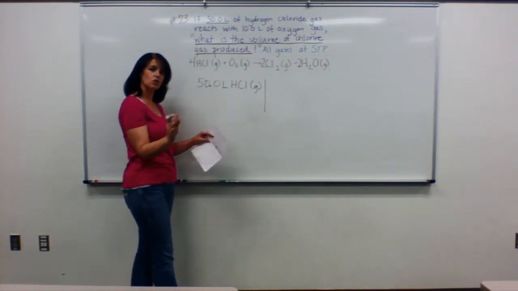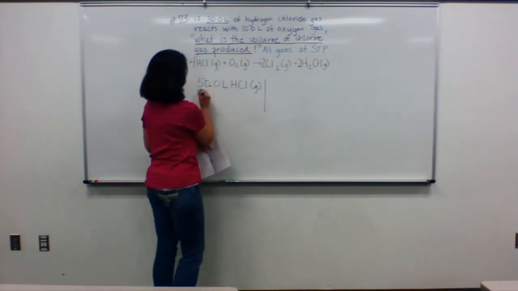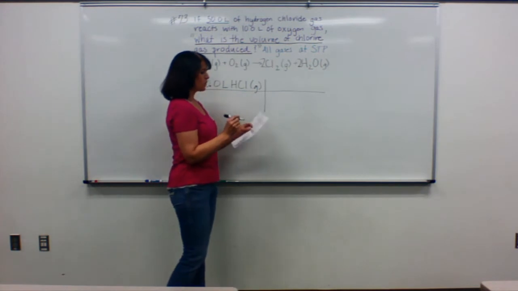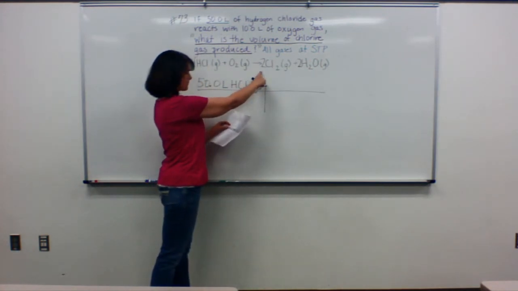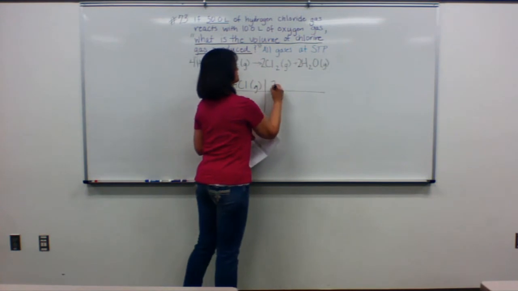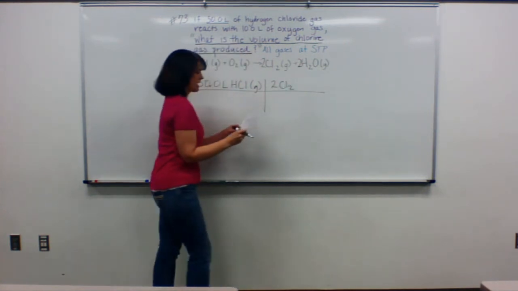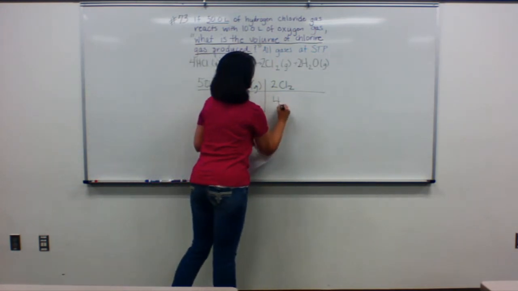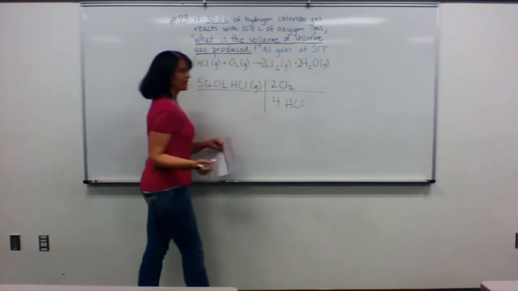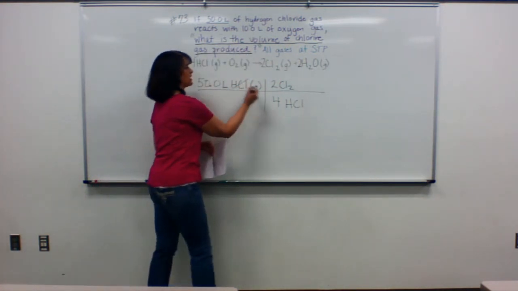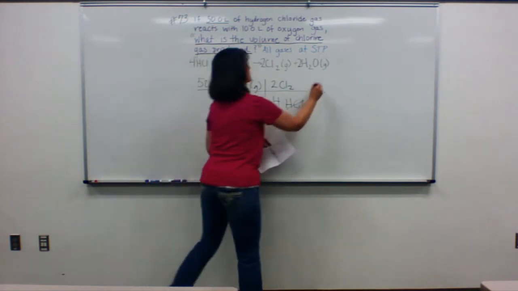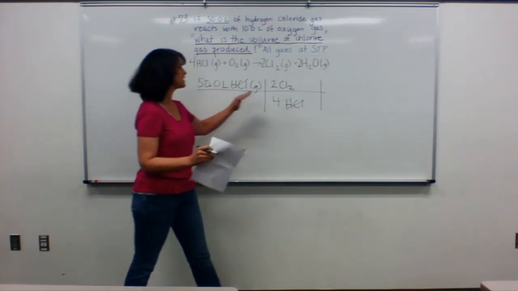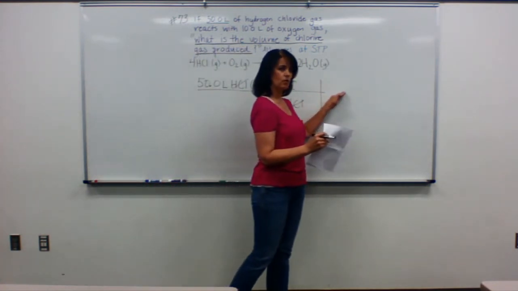Dimensional analysis, you really can't go wrong with it. You're always going to end up with a good product at the end. Okay, so I like to do my bracket. I'm going to use my 2 Cl2 up here, and my bottom number is going to be my 4 HCl. As you can see, you can cross out the HCl's on the top and the bottom. And you're going to multiply straight across: your 50 times your 2, which gives you 100.